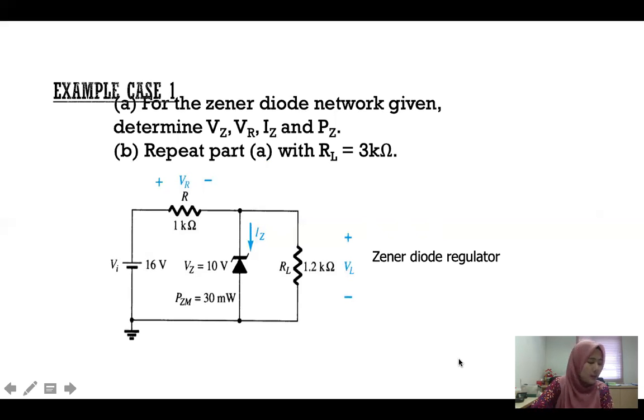Now let's do example case 1. You are given this circuit. For the Zener diode network given, determine VZ, VR, IZ, and also PZ. And the second one, repeat part A with RL equals 3 kilo ohm. So now RL is 1.2 kilo ohm. Calculate for VZ, VR, IZ, and PZ.